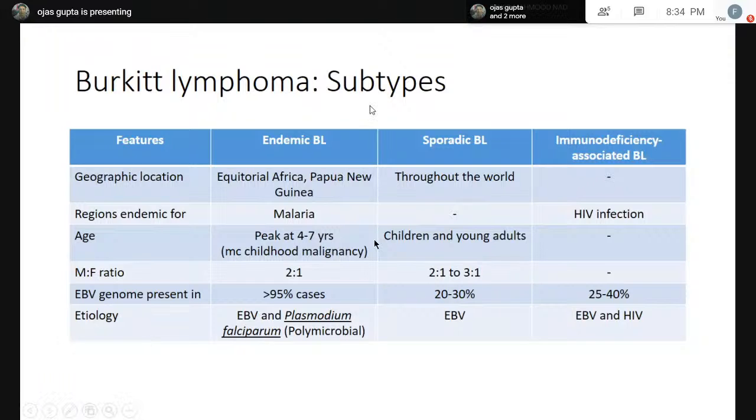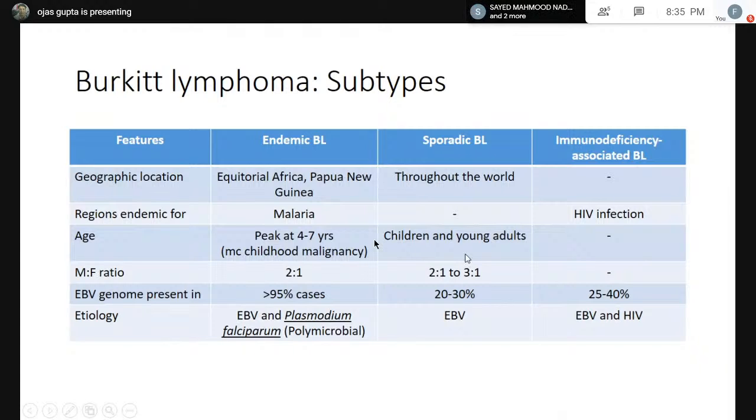So Burkitt lymphoma is subdivided into three types: endemic, sporadic, and immunodeficiency associated. Endemic ones are predominantly seen in Equatorial Africa, Papua New Guinea, which are endemic for malaria. They are seen in the age group of 4 to 7 years, and it is the most common childhood malignancy in this region, with a predominance in male patients. The EBV genome is present in more than 95% of these cases, and they are usually polymicrobial by etiology. They are associated with EBV as well as Plasmodium falciparum. The sporadic ones are seen throughout the world. It is seen in both children and younger adults.